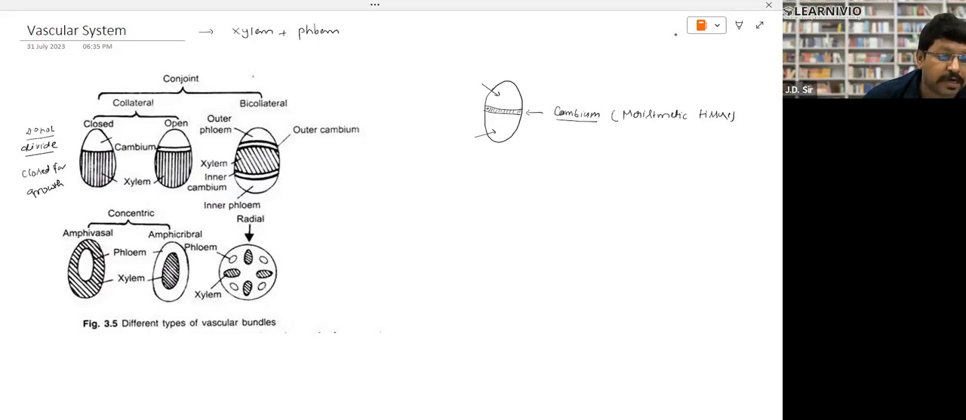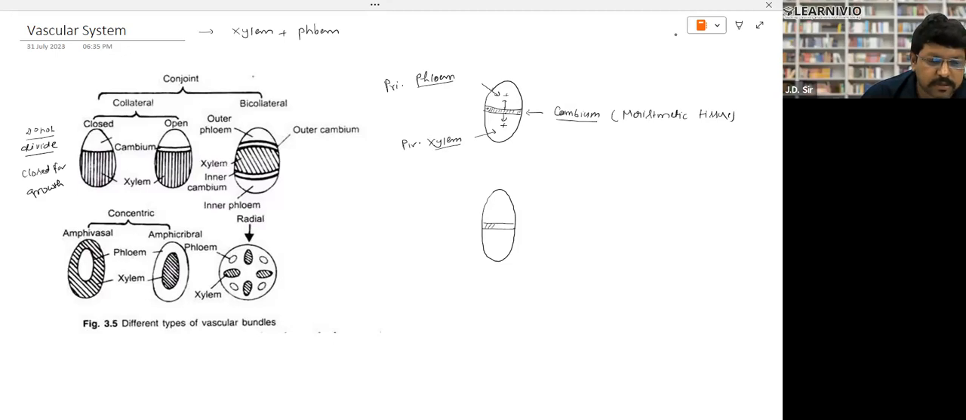So we already have xylem and phloem. This is the xylem and this is the phloem. The xylem and phloem which are already present since the start, we call primary xylem or primary phloem. What will happen when cambium divides? It will add cells over here or over here. It will add cells at both points. After the division, cambium will cut off cells at both ends.